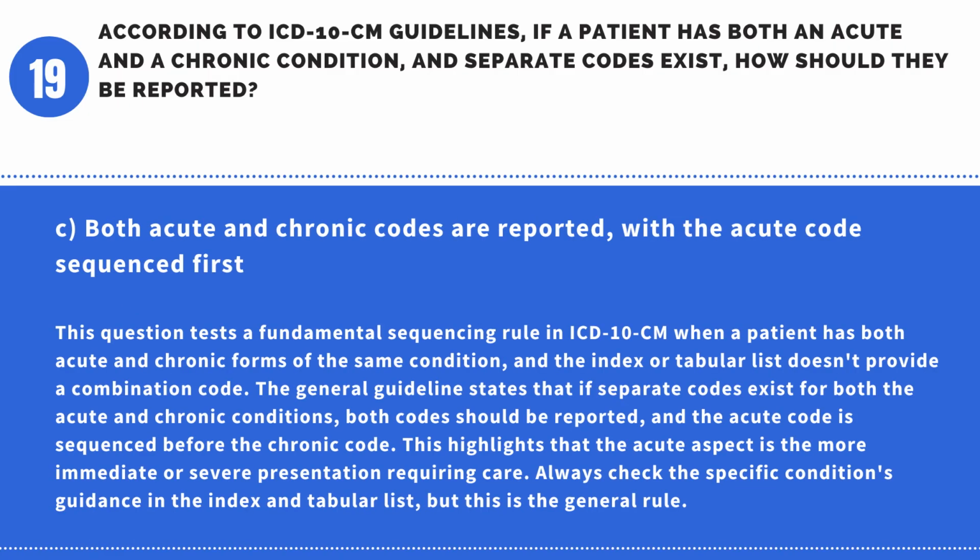Answer, C. Both acute and chronic codes are reported, with the acute code sequenced first. This question tests a fundamental sequencing rule in ICD-10-CM when a patient has both acute and chronic forms of the same condition, and the index or tabular list doesn't provide a combination code. The general guideline states that if separate codes exist for both the acute and chronic conditions, both codes should be reported, and the acute code is sequenced before the chronic code. This highlights that the acute aspect is the more immediate or severe presentation requiring care. Always check the specific conditions guidance in the index and tabular list, but this is the general rule.